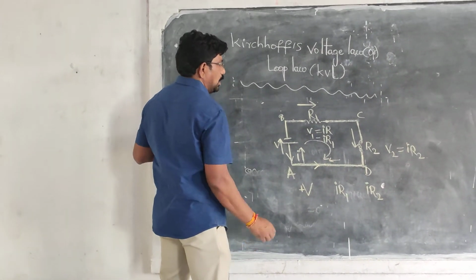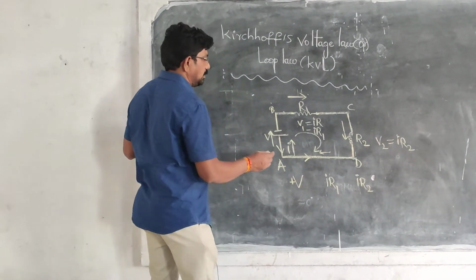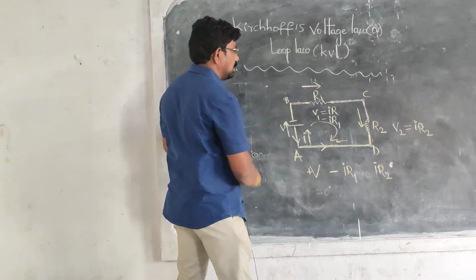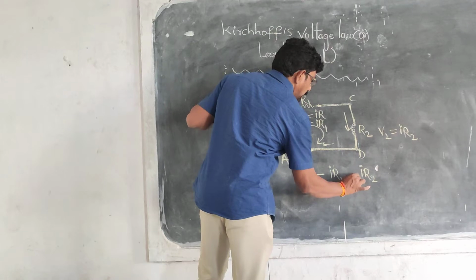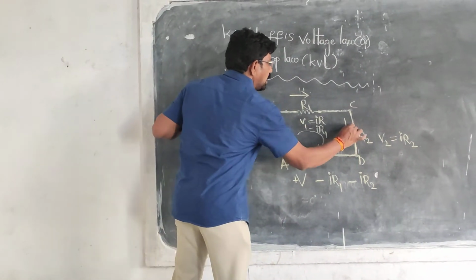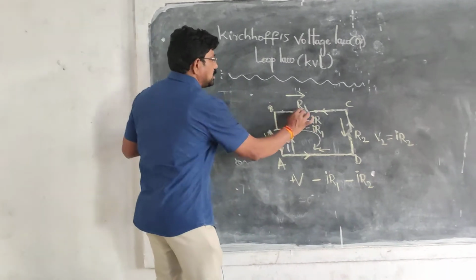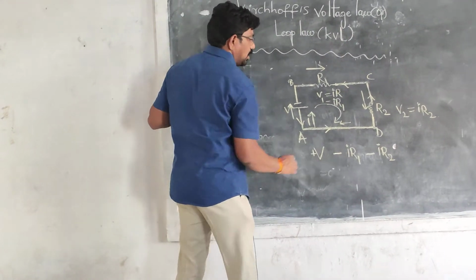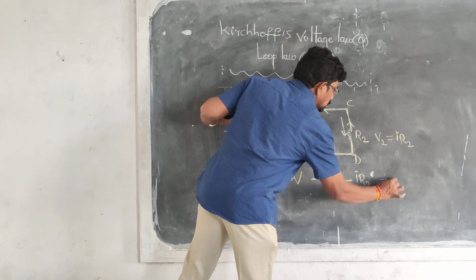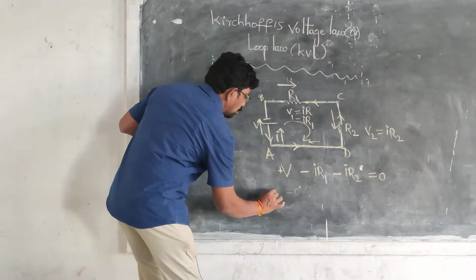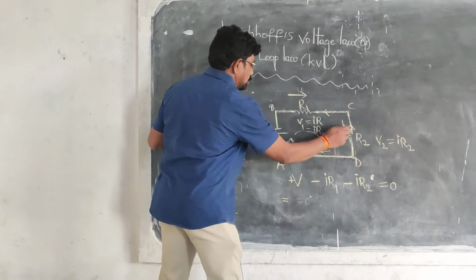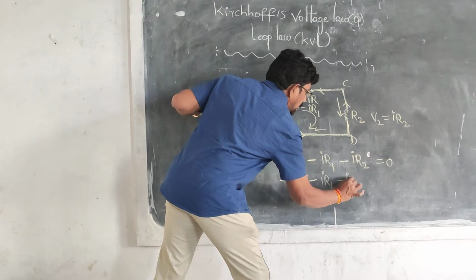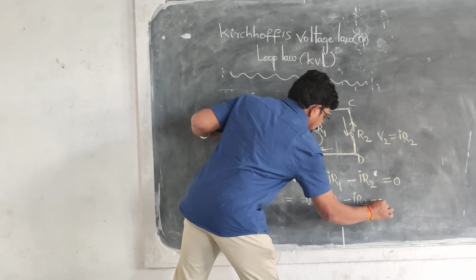Next, observe this. You are moving along this direction. This is minus IR1. Next, this one is minus IR2. Why? Because this is the clockwise direction, whereas the current is moving in the opposite direction. So I have written minus IR1 and minus IR2. The algebraic sum of the voltages across the three components is V minus IR1 minus IR2 is equal to 0.